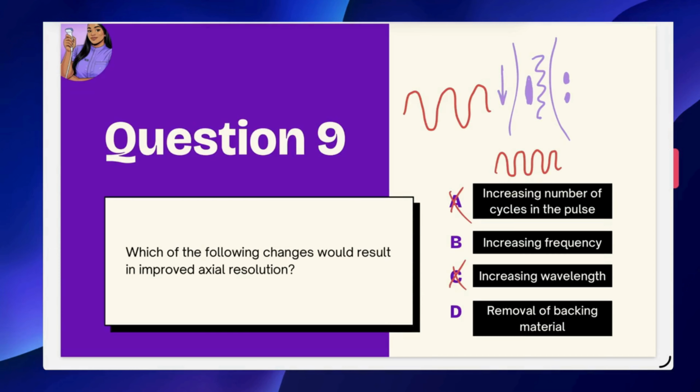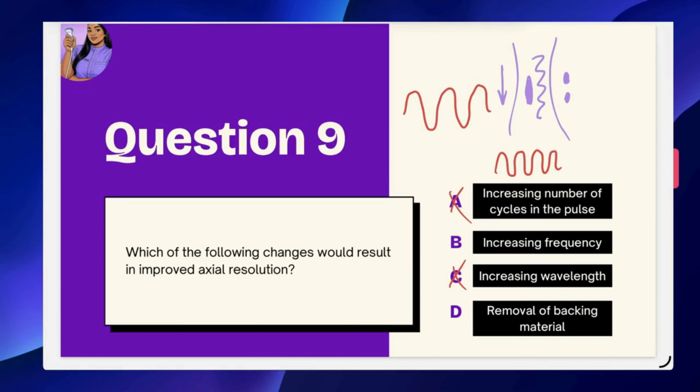Familiar wording is so crazy, because you would look at an answer choice and you would be like, yes, I know that has to do with that. But just remember, the question is saying which would result in improved axial resolution. If we remove the backing material, that is not going to help at all.